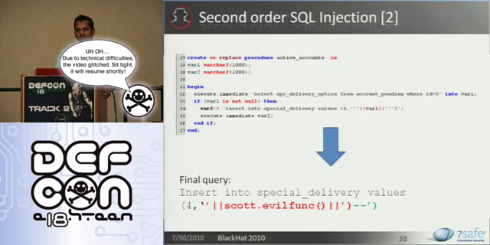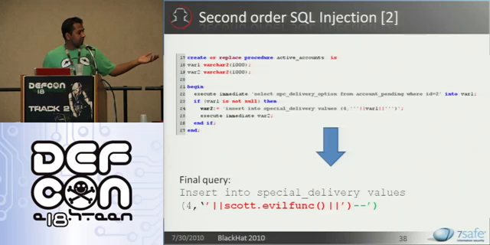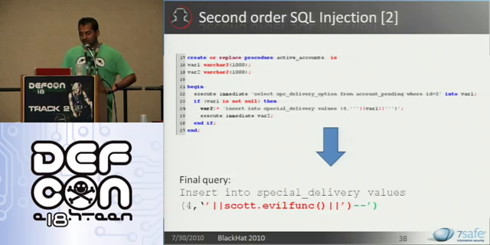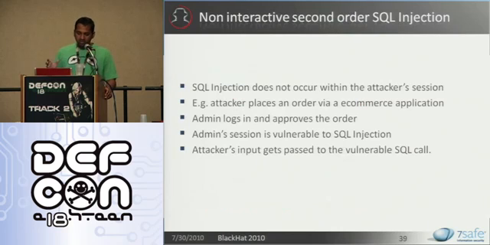So for an admin screen, this is what is possibly going to happen in the admin session. But the bottom line is that the admin user is trusted. Even if the malicious user injected something which will dump the database version or any sensitive data, that would be dumped on the admin user screen and not on the attacker screen. So this is what I call a non-interactive second-order injection. There is definitely a SQL injection, but it does not occur within the attacker session.